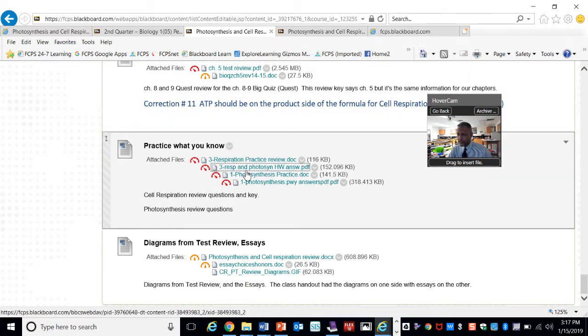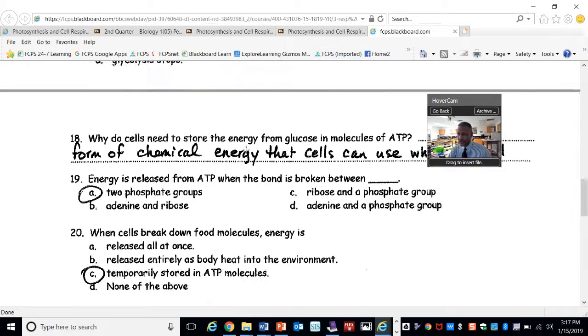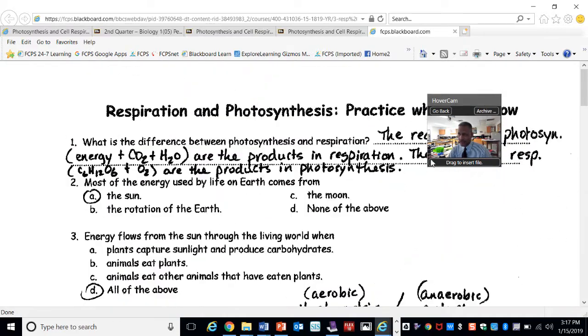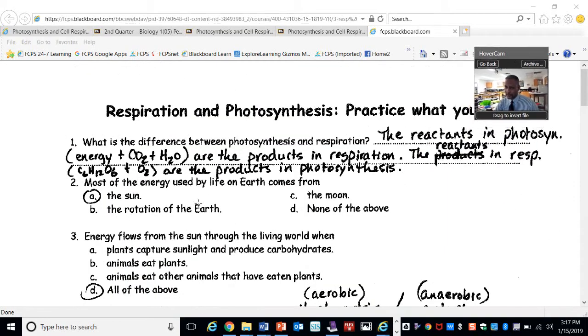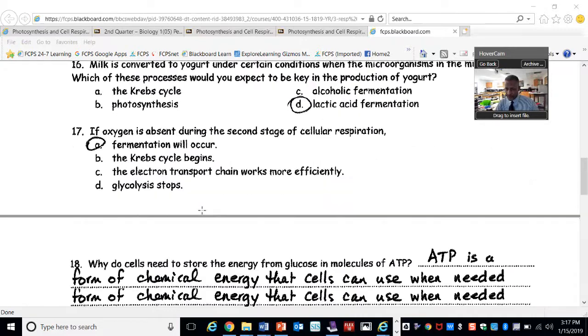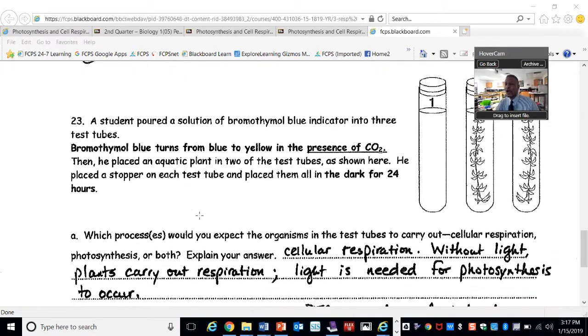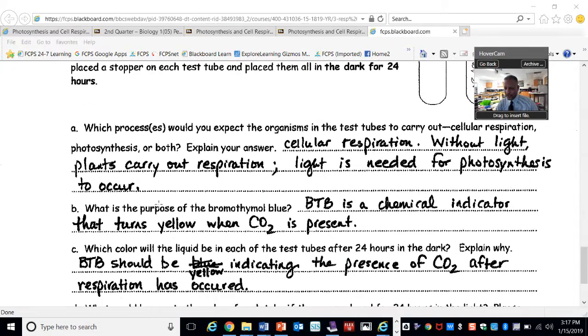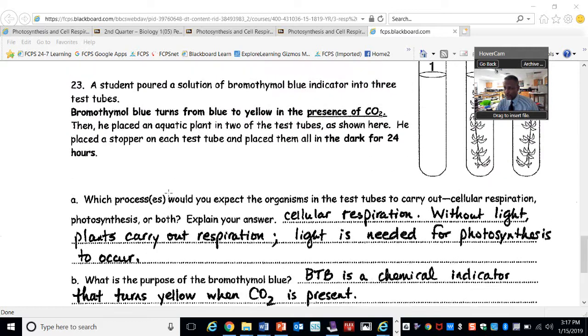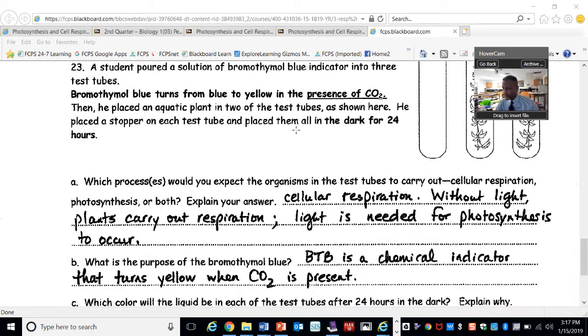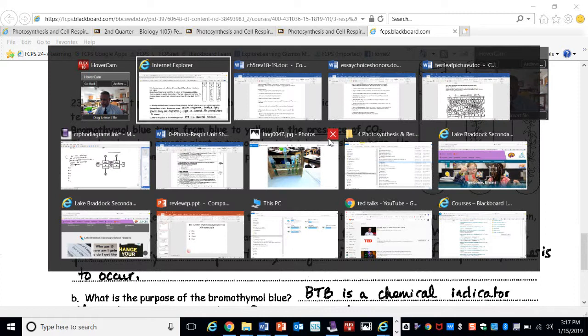When you click this one right here, and actually I'm going to delete this so you know it's just the one that says photosynthesis and cell respiration. You're going to see some practice what you know, and the key is there. The keys are both there for the practice what you know. If you're honors, you need to scroll down and read through number 23 in these scenarios. This is the lab we would have done if we had time. There might be a question about this. It's really simple. I'm going to show you some pictures now.